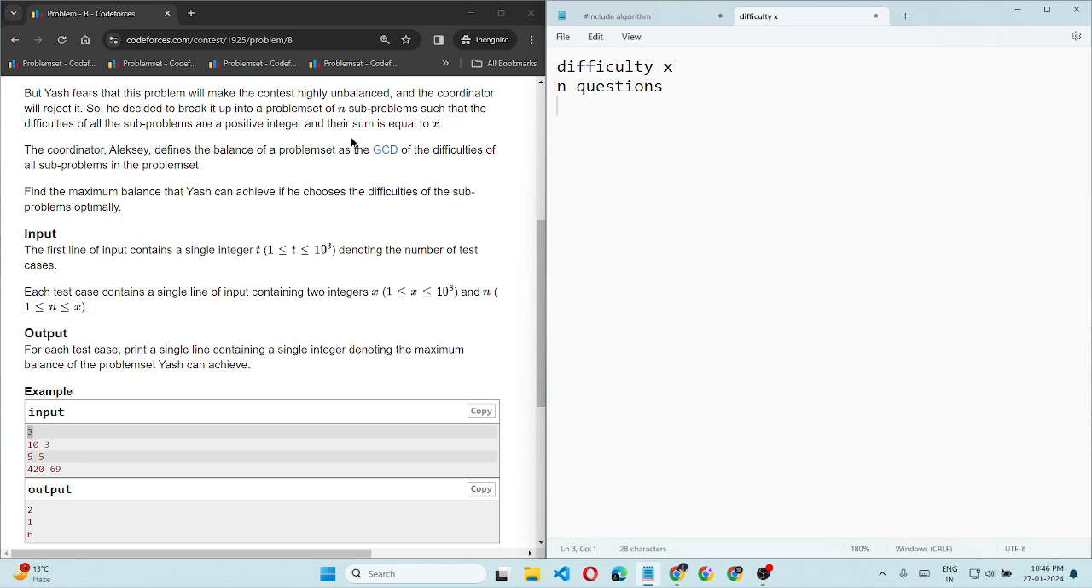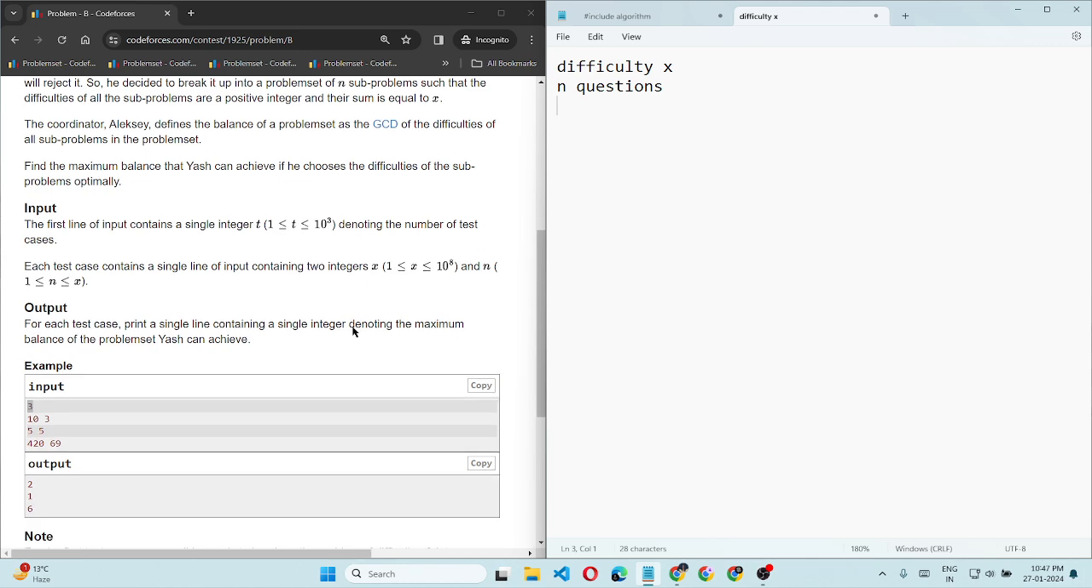Before test cases, simultaneously, you also have to calculate the GCD of all the difficulties of all the questions, and you have to make it maximum. So, what would be the maximum GCD that you have to print out?